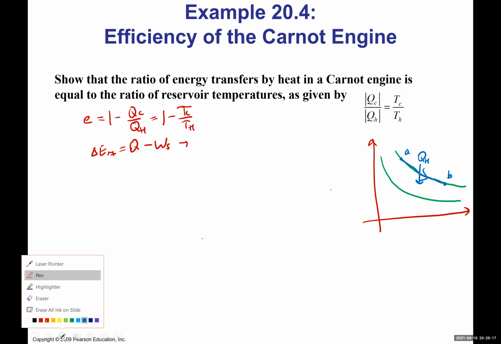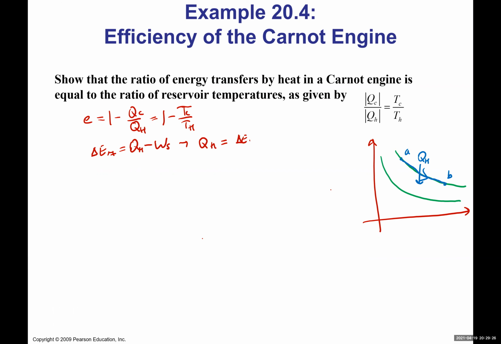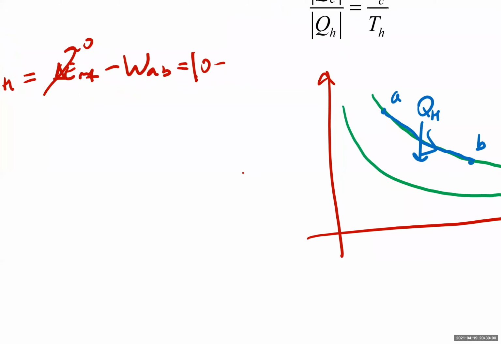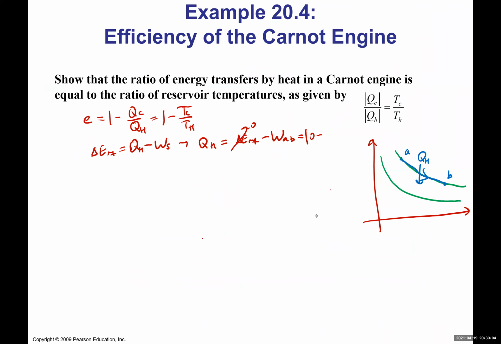Then I can calculate that QH using this equation, where QH equals the change in internal energy minus the work done going from A to B. Remember, this is the work done by the system because it's an isothermal expansion. Now there is no change in internal energy between A and B because it's the same temperature, so this is zero. I'm going to start putting absolute values, because QH and QC are always positive. So zero minus the work done going from A to B, which is just the work done from A to B.